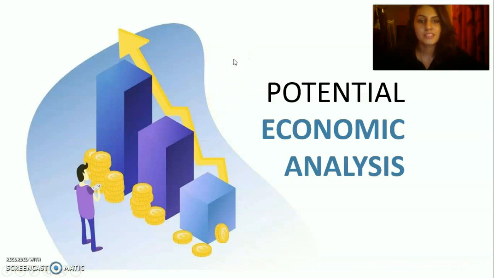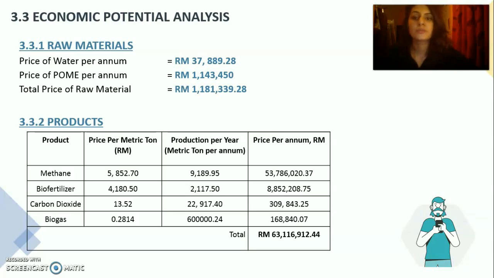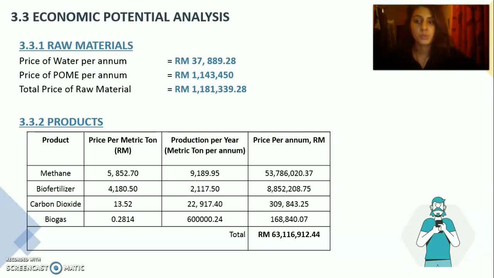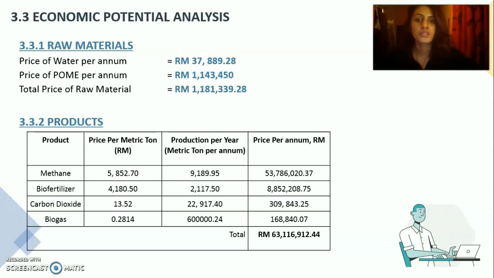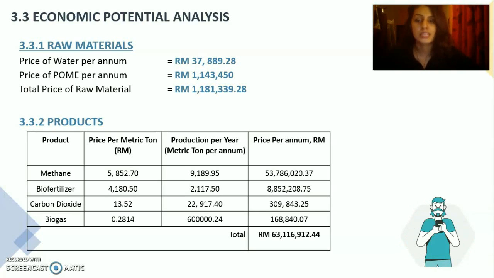Hi, now I'll be presenting on the potential economic analysis. To calculate the economic potential analysis, first we have to calculate the price of raw materials. The raw materials for our project would be water and palm. We calculated per annum, which has totaled up to 1,181,339 ringgit Malaysia and 28 cents.